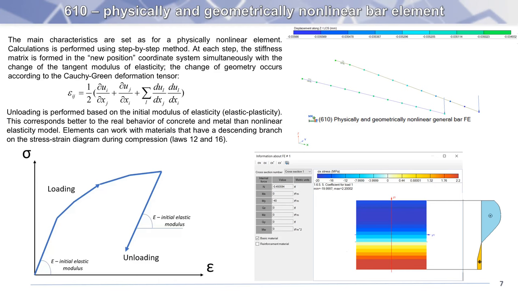Physically and geometrically nonlinear bulk element. The main characteristics are set as for the physically nonlinear element. Calculation is performed using step-by-step method. In each step, the stiffness matrix is formed in the new position coordinate system simultaneously with the change of the tangent modulus of elasticity. The change of geometry occurs according to the Cauchy-Green deformation tensor. Unloading is performed by the initial modulus of elasticity, elastic plasticity. This corresponds better to the real behavior of concrete and metal than the nonlinear elasticity model. Elements can work with materials that have a descending branch on the stress diagram during compression.